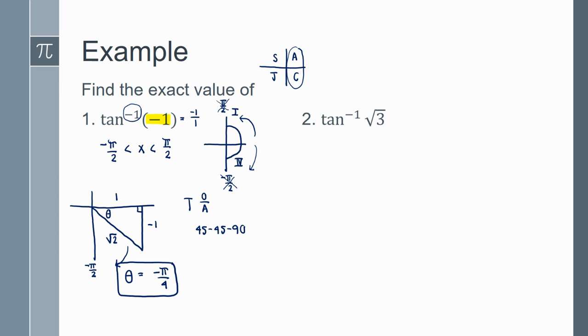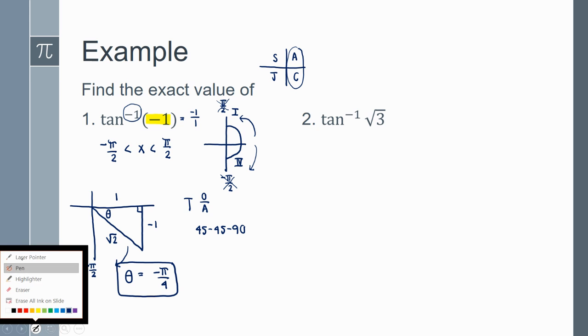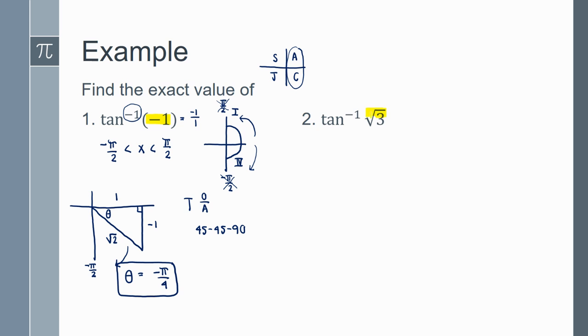If we take a look at the next example, the inverse tangent of the square root of 3. When I'm looking at my ratio here, the square root of 3 is a positive number. Because I know that I'm going from negative pi over 2 is less than x, which is less than pi over 2, and I'm thinking about the first and the fourth quadrant, I know that I need to be dealing with the first quadrant.